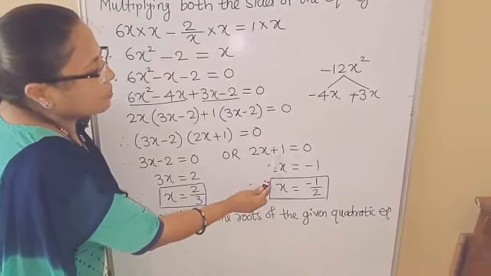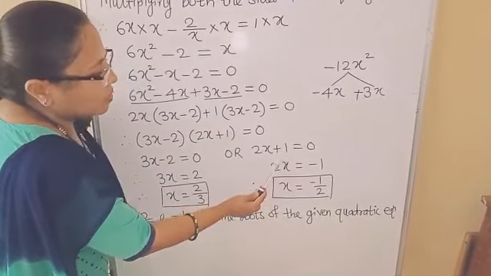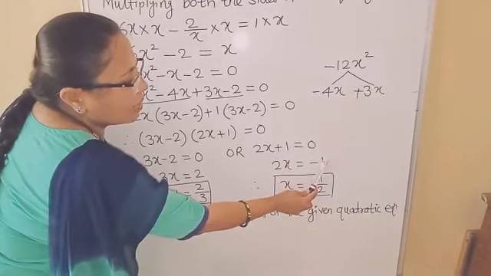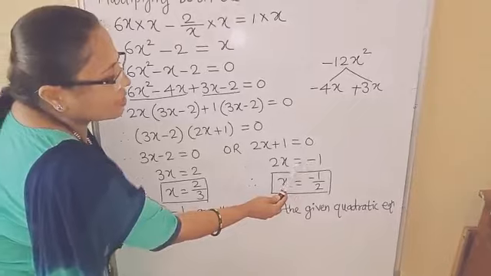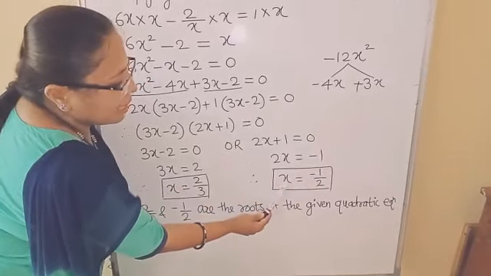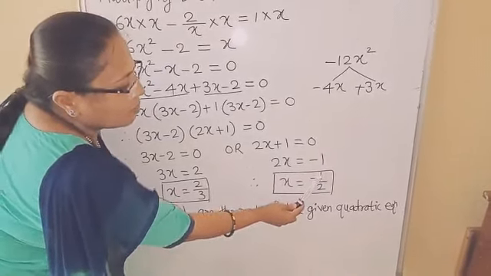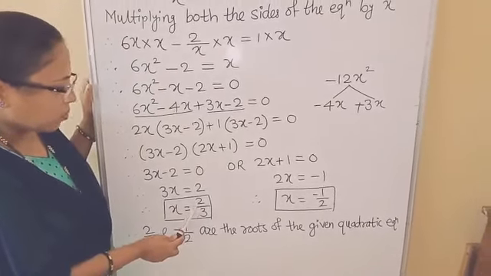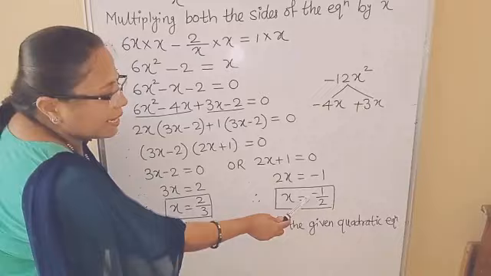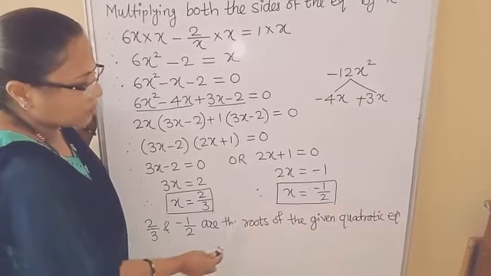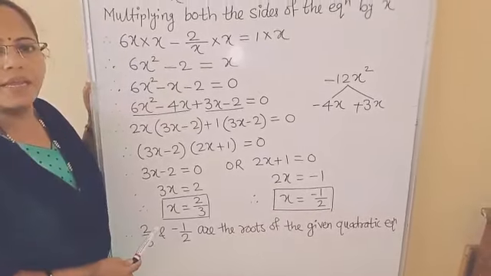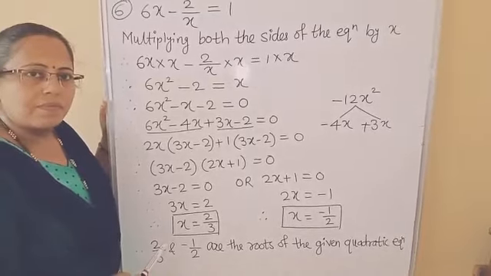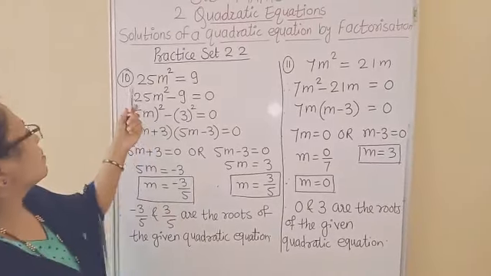Here 2x plus 1 equal to 0. Take plus 1 on right hand side, we will get 2x equal to minus 1. Therefore x is equal to minus 1 upon 2. So here 2 upon 3 and minus 1 upon 2 are the roots of the given quadratic equation. Followed? Now example number 10.